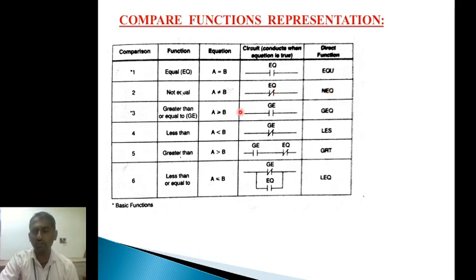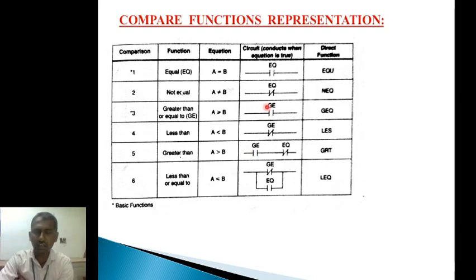In the direct form, greater than or equal to is there, and in the derived form also greater than or equal to is there. Less than means greater than or equal to is not true, that is, NOT of greater than or equal to is less than. So the normally closed contact representation of greater than or equal to is nothing but less than. Next, greater than.